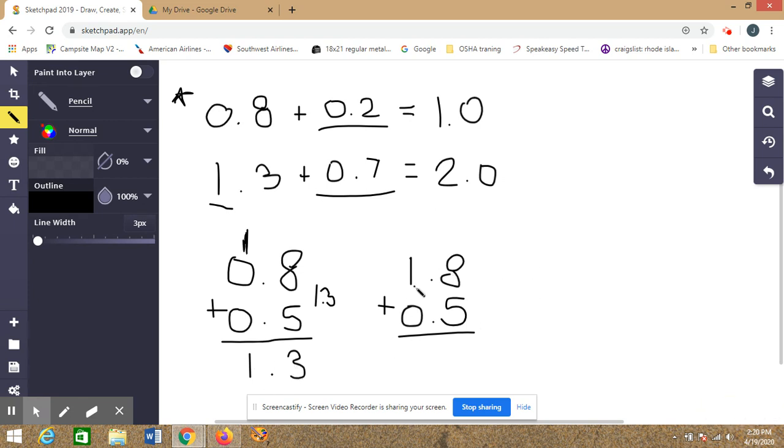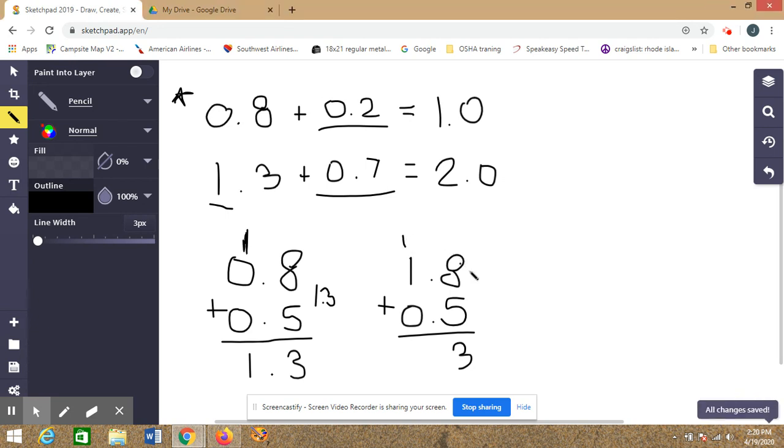So let's do it with this one. It's basically the same thing if you notice, except this one's not 0.8 or 8 tenths. This one's 1 and 8 tenths. So again, what's 8 plus 5? Well, we know it's 13. So we'll put that 3 down.